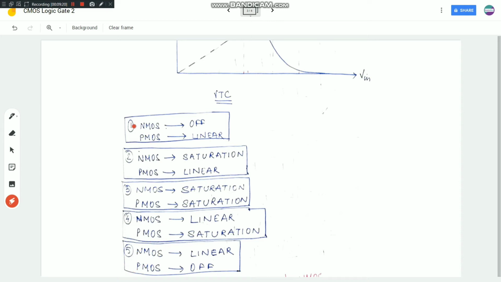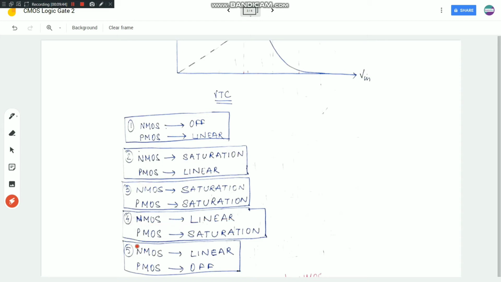So I repeat: for region 1, NMOS is off, PMOS is in linear. For region 2, NMOS is in saturation, PMOS is in linear. For region 3, both are in saturation. For region 4, NMOS is in linear, PMOS is in saturation. Just observe this. Here NMOS was saturation, here PMOS is saturation, here PMOS is linear, here NMOS is linear.